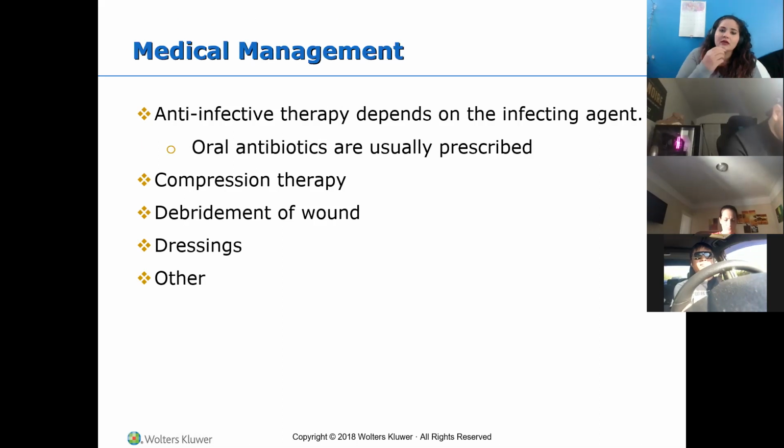Okay. Medical management: anti-infective therapy depends on the infecting agent. Normally oral antibiotics are used. You have compression therapy, you have the debridement of the wound, you have dressings, and then there are others.